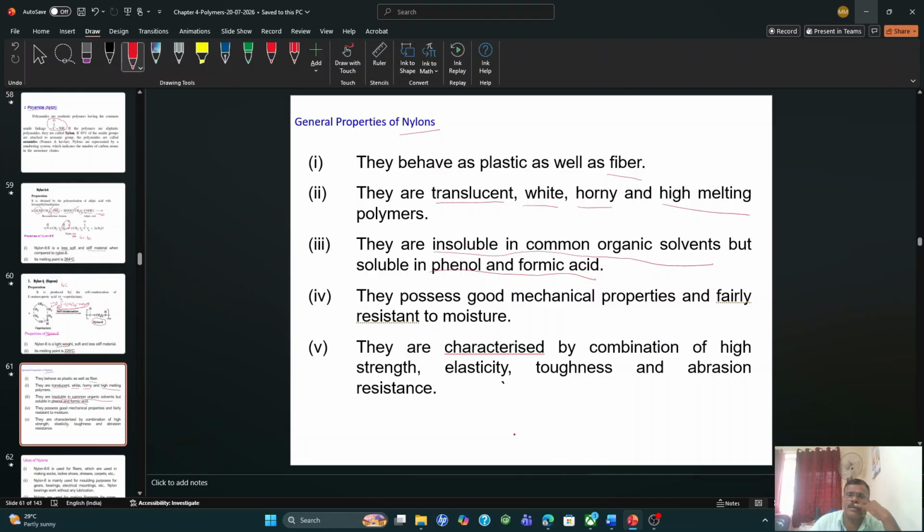They possess good mechanical properties and fairly good resistance to moisture. Now the mechanical properties: stress, strain, tensile strength, all the properties. They are characterized by a combination of high strength, elasticity, toughness, and abrasion resistance.